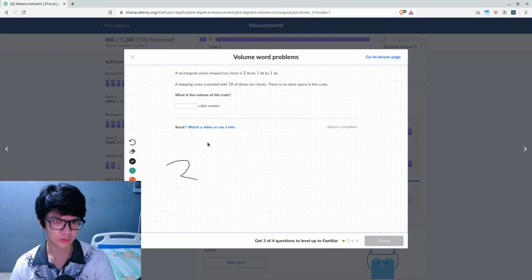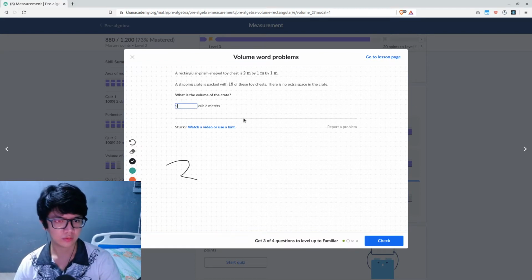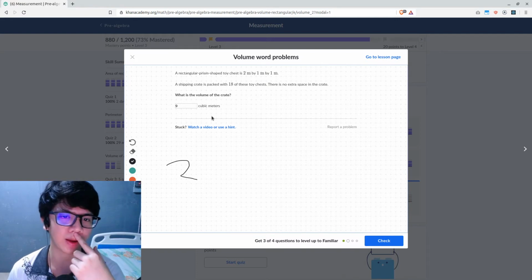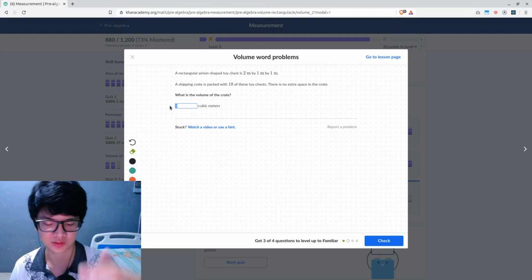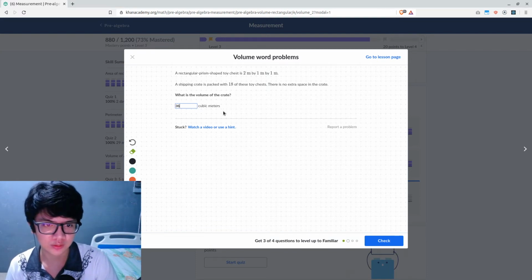Wait, what? No, not 9. A shipping crate is packed with 18 of these toy chests. Okay, so we have 18 times 2, so it was 36. Oh my god, I could be wrong, but let's see.